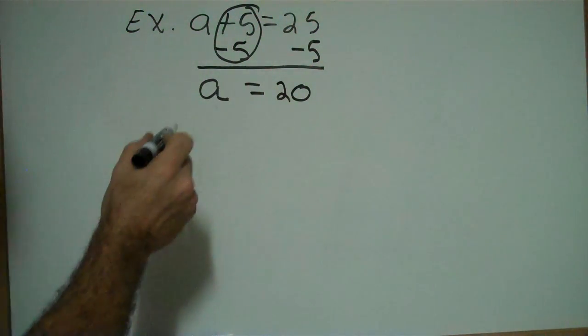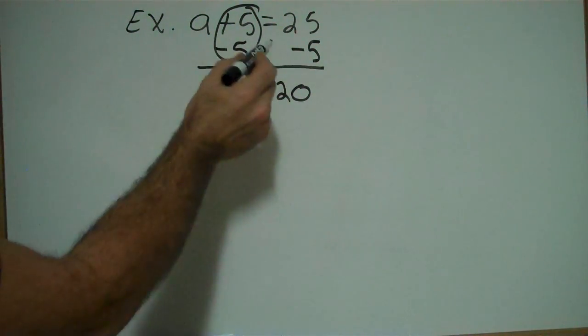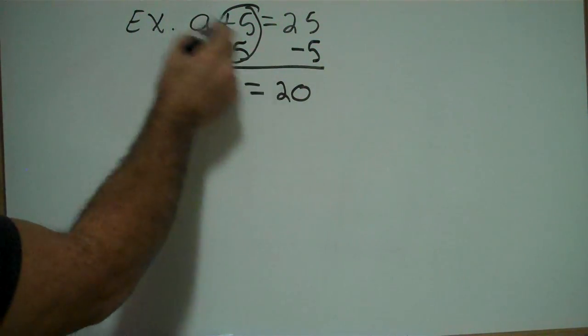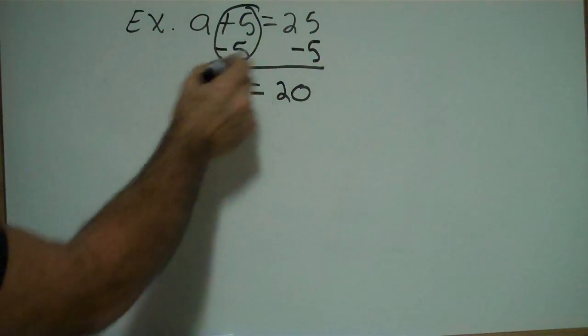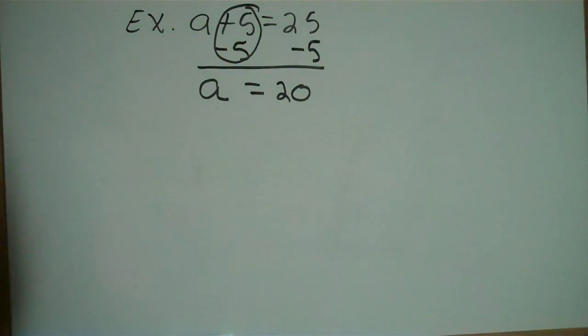Now, to check this, all I got to do is plug my 20 back in for that a and see if that equals a true statement. Well, if I put the 20 in, 20 plus 5 equals 25. That's a true statement, so I know I got that right.